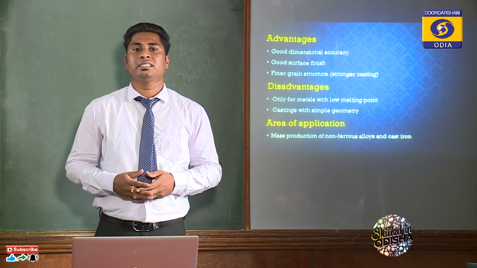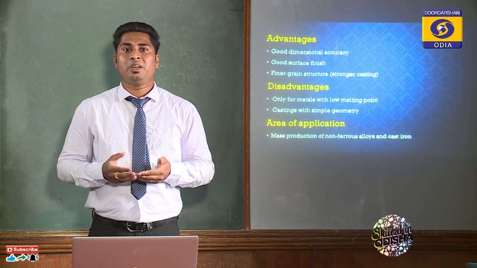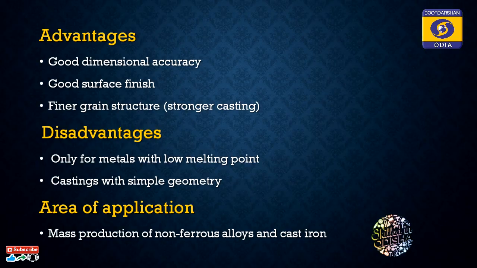Next, what are the advantages, disadvantages and area of application in permanent mold casting process? It gives very good dimensional accuracy. It provides good surface finish. It provides finer grain structure. If grains are finer, then hardness will be more. We know it from the Hall-Petch equation. As the grain size decreases, the hardness increases. So finer grains mean more hardness.